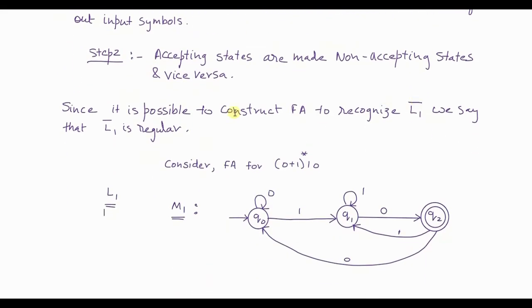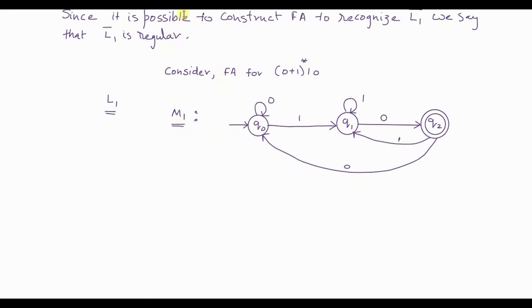And what is step 2? Accepting states are made non-accepting states and vice versa. So whichever is the final state, make it non-final. Whichever is the non-final state, make it final. So Q0 was a non-final state, so I will make Q0 a final state now. Similarly, Q1 is also a non-final state, so I make Q1 also a final state. Let's check what will happen in this case. And Q2, which was a final state, I now make a non-final state.